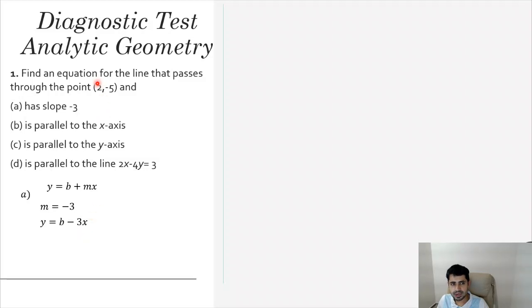Afterwards, we already have a point, so we can replace it in order to find the value of b, which is the intercept with the y-axis. So we replace y by -5 and x by 2. Multiplying 3 times 2, this is minus, it goes to the other side positive, then we have b equal to 1. After this we can replace, and the equation should be y equals 1 minus 3x.